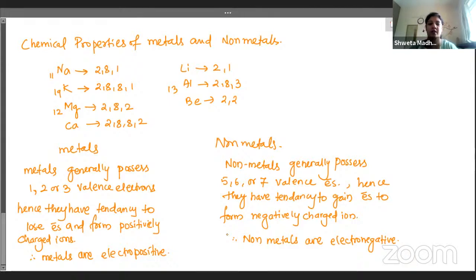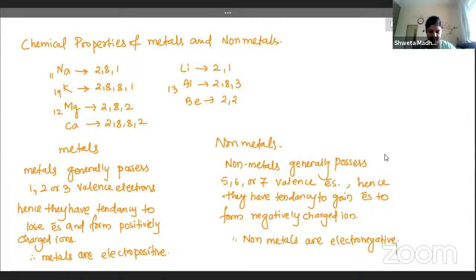Now you tell me about carbon. Carbon has 4 electrons. Then how is it a non-metal? Hydrogen is the exception. Hydrogen is both. It can lose also and can gain also. So hydrogen we can compare with the metals as well as the non-metals.